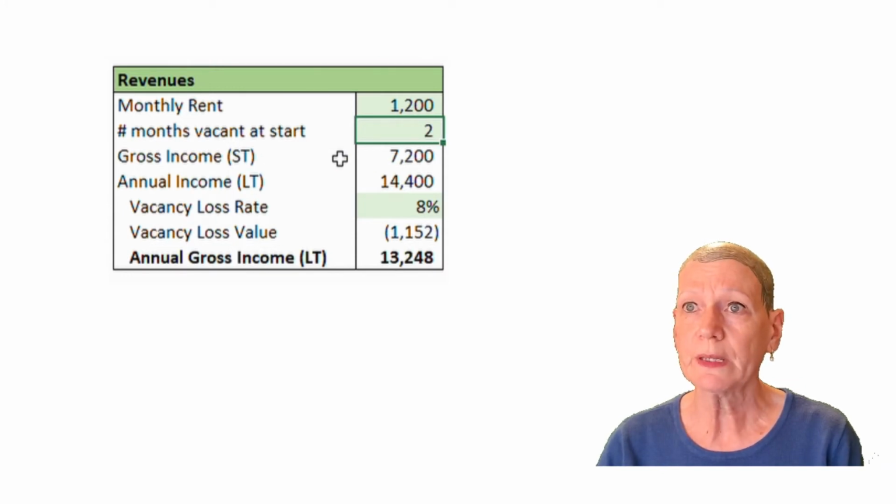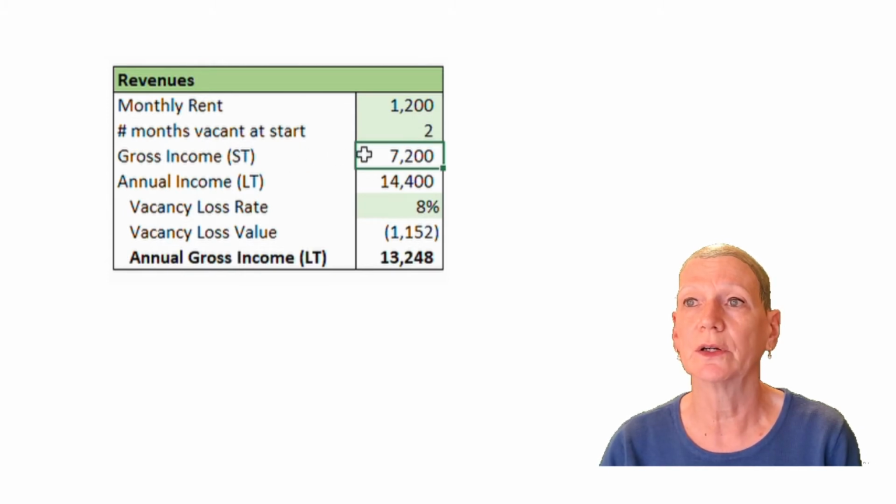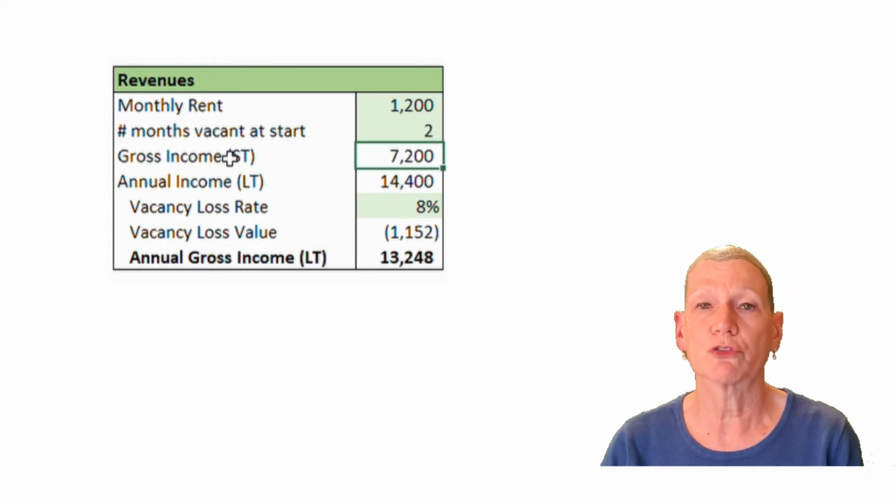So now within the revenue section, we're looking at 2 numbers. We want to know what is our gross income during the short-term time frame. So that's calculated here. Remember, we said the full amount of the short-term was going to be 8 months, but those first 2 months we're not getting rent. So this short-term gross income is the monthly rent times the 6 months that we actually expect to be collecting rent during the short term. Then when we look at the long-term income, we have the starting point, which is our monthly rent times 12.